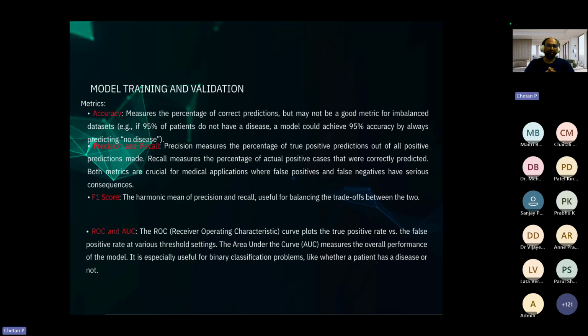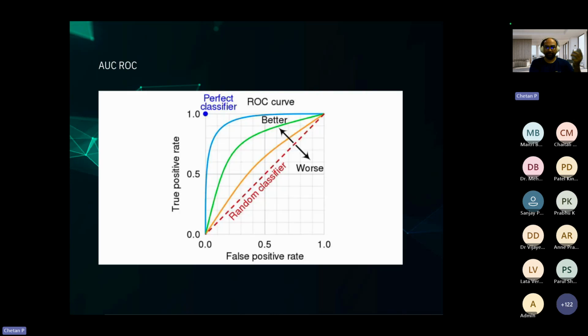F1 is the harmonic mean of precision and recall. And the AUC ROC score is again a very important factor. ROC stands for receiver operating characteristic. Let's say you have three algorithms trained as machine learning models on your data. Now you have to identify which model is doing best, right? So here is the AUC ROC pictorial representation. You can see that this red line is a random classifier. That means you are just flipping a coin and saying that sometimes it will be heads and sometimes tails, right? So it doesn't mean that it is perfect. It is just a 50-50 probability.